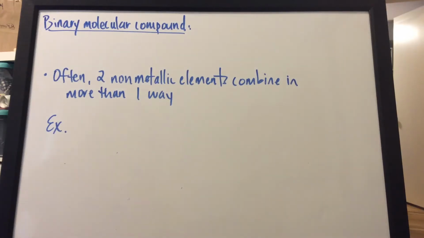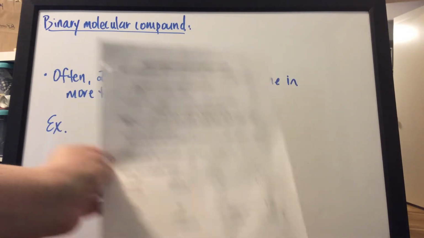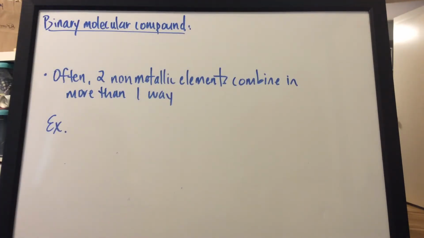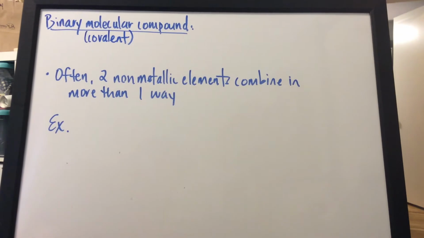Right, this video is on naming and writing formulas for covalent compounds, and we're going to use this sheet that you should have. Okay, so quick definition to start with, which is what is a molecular compound or covalent. Okay, so molecular and covalent actually mean the same thing. You might want to write that down.